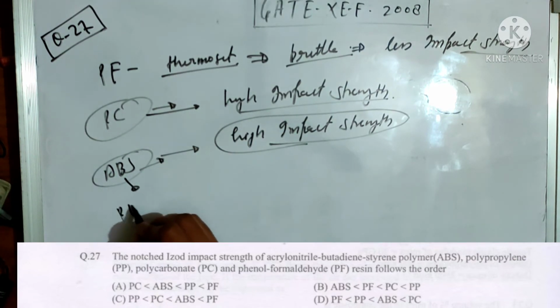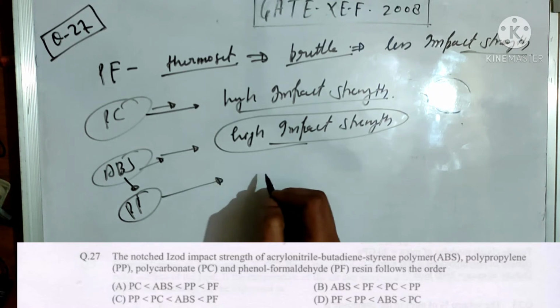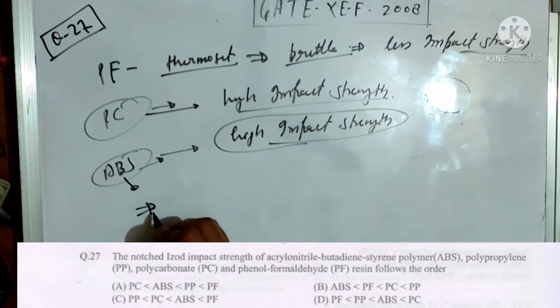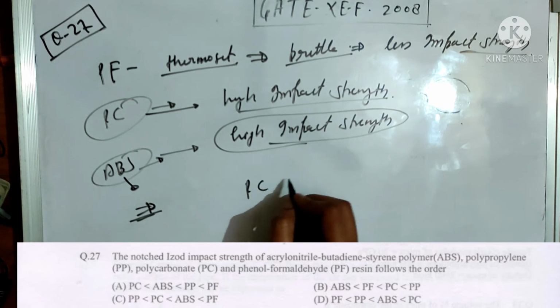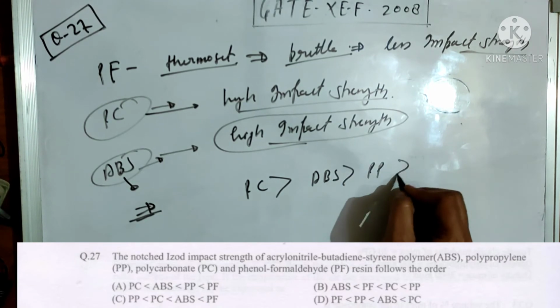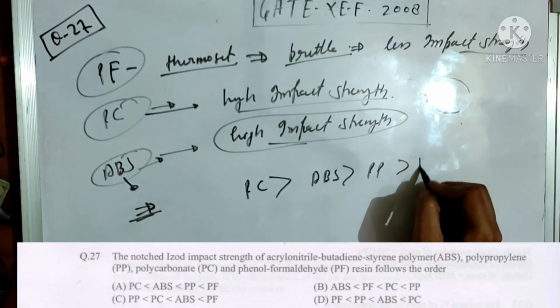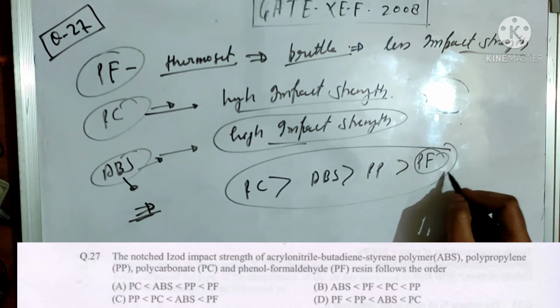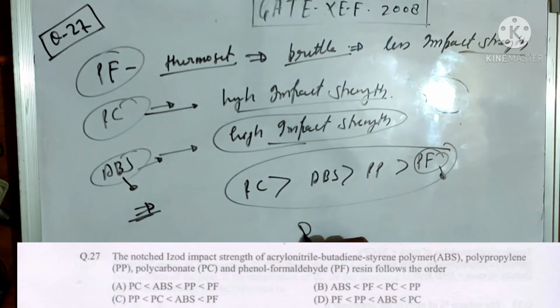And then PP. So the correct order is highest impact strength for polycarbonate, then ABS, then PP, and PF is the phenol formaldehyde, a thermoset plastic which is brittle in nature, so the least impact strength. Then the correct option is D. Answer.